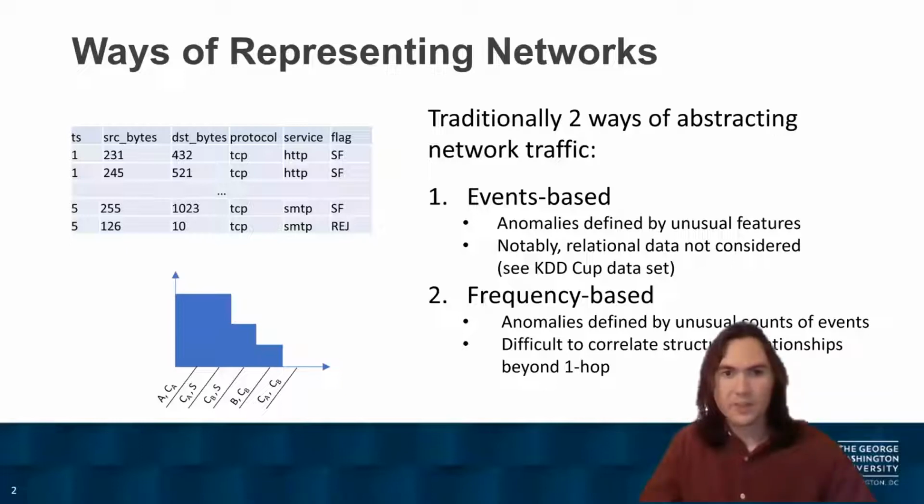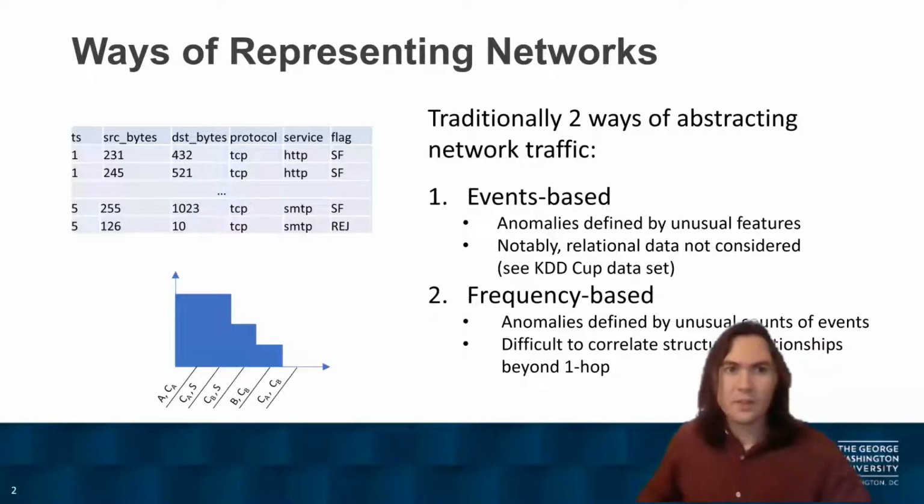The frequency-based way of representing a network instead looks at the temporal information surrounding events, so how quickly events are coming in, or what the order of different events is. In the frequency-based way of looking at things, we define an anomaly as events that come in at an unusual speed or in an unusual order. Both of these are good for certain things, but the way we see it, they neglect to take into account the more structural view of a network.